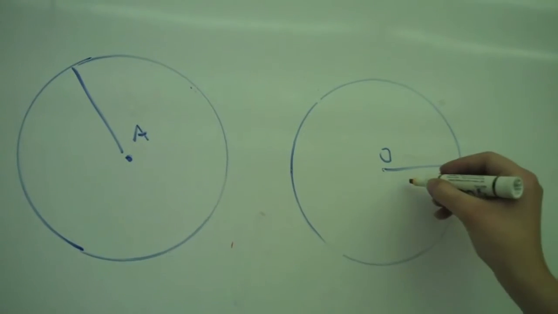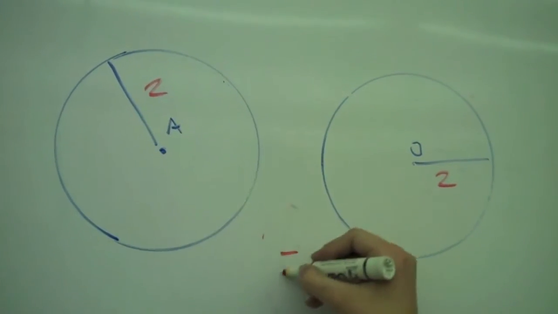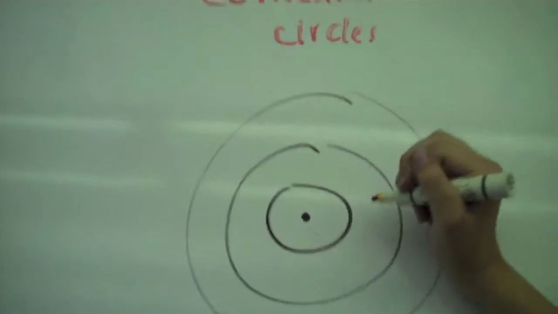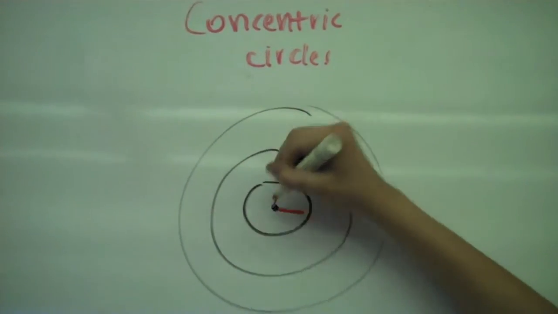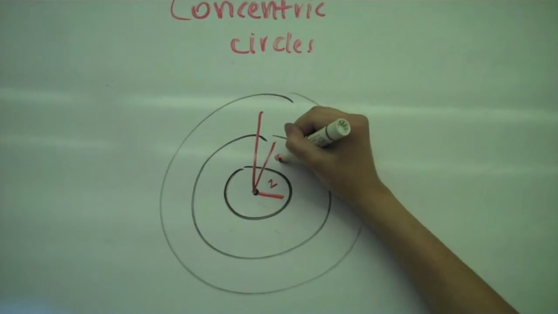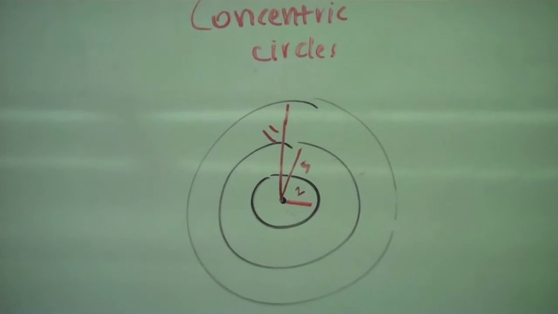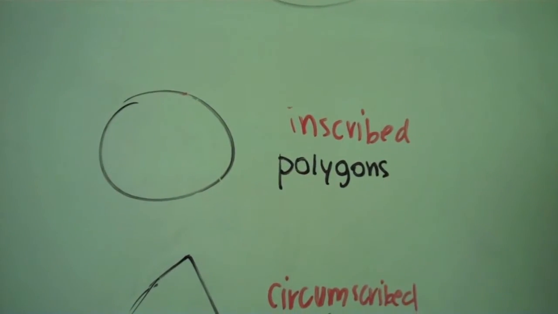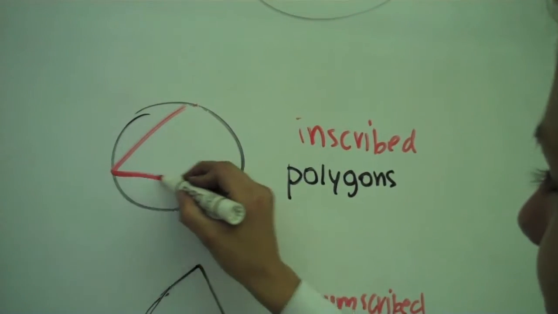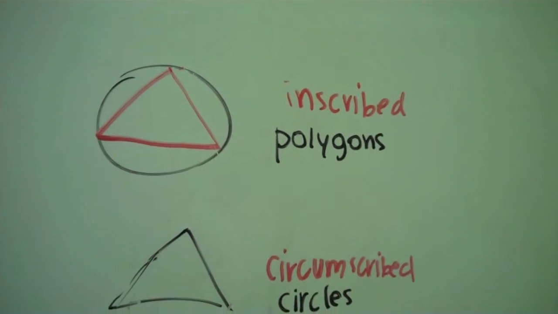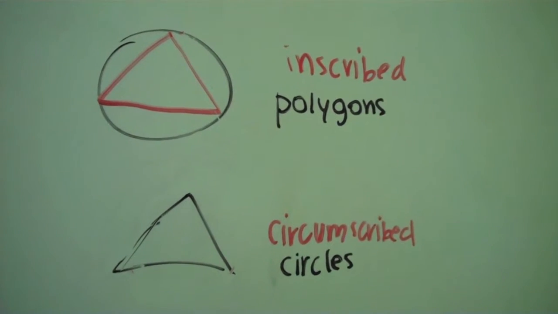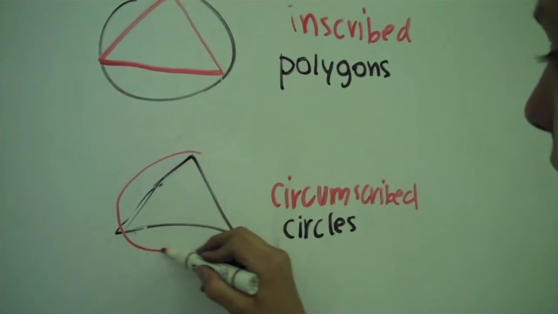Congruent circles are circles that have congruent radii. Concentric circles are circles that lie in the same plane and have the same center. The radii of concentric circles are different. A polygon is inscribed in a circle, and the circle is circumscribed about the polygon, when each vertex of the polygon lies on the circle.